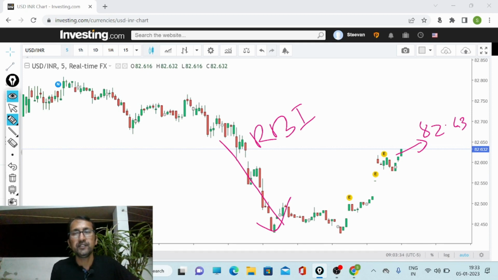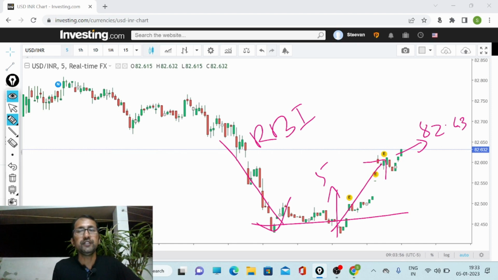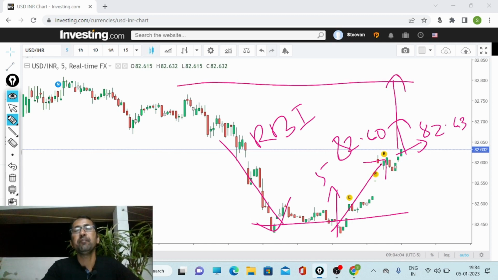RBI wanted to control the USD-INR pair, so maybe due to RBI intervention that market came down. All the data points suggest that RBI intervention was there in the market, but after our Indian session at 5 o'clock closing, again the USD-INR pair has given up all those gains. So now it is trading at around 82.63. Again back to that range. Now suppose if it sustains above 82.60, we can see a level of again back to 82.90 levels. So we are back to the range.